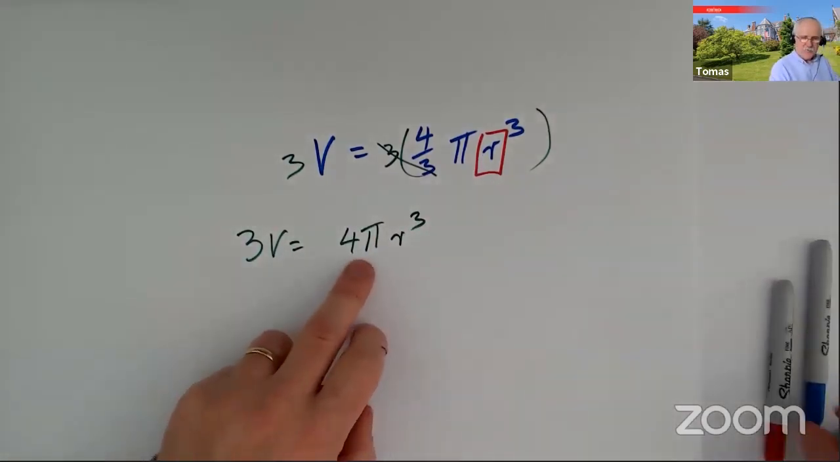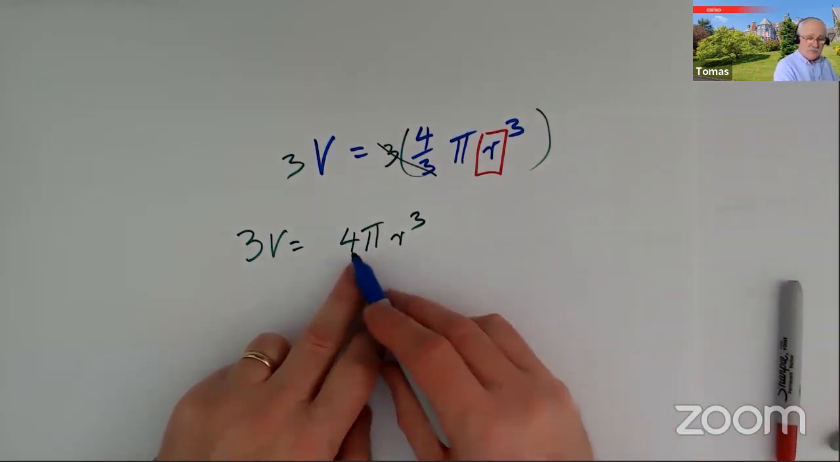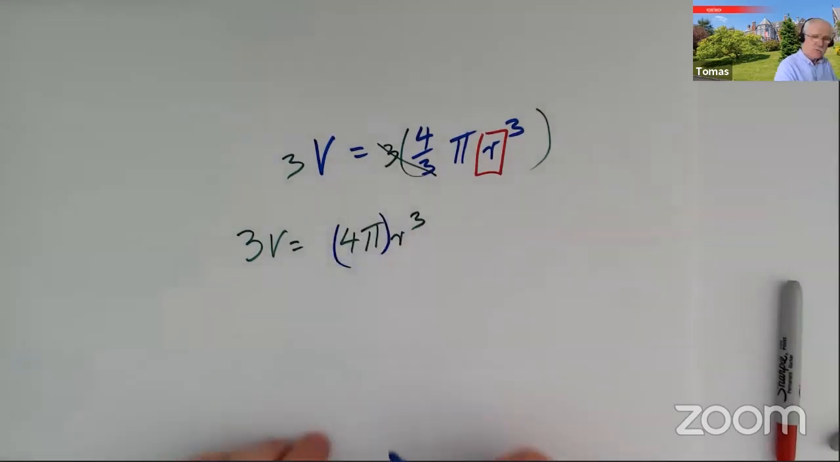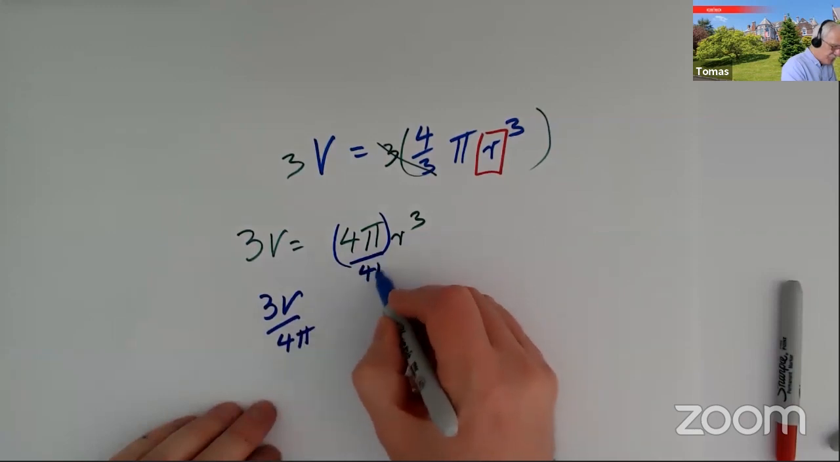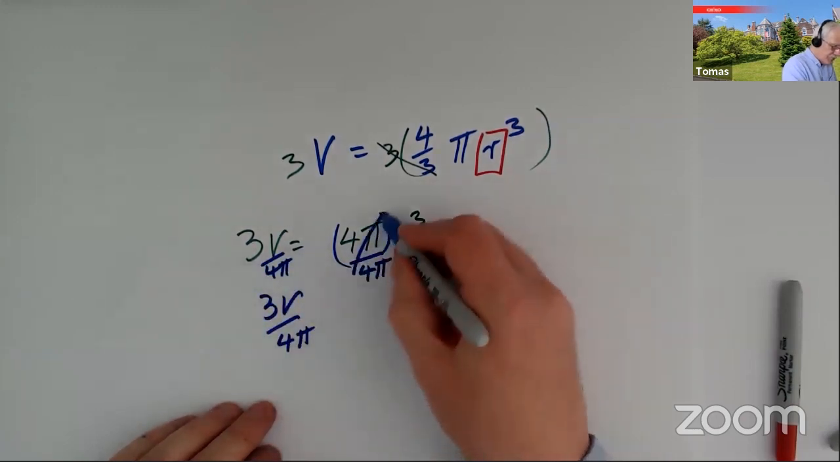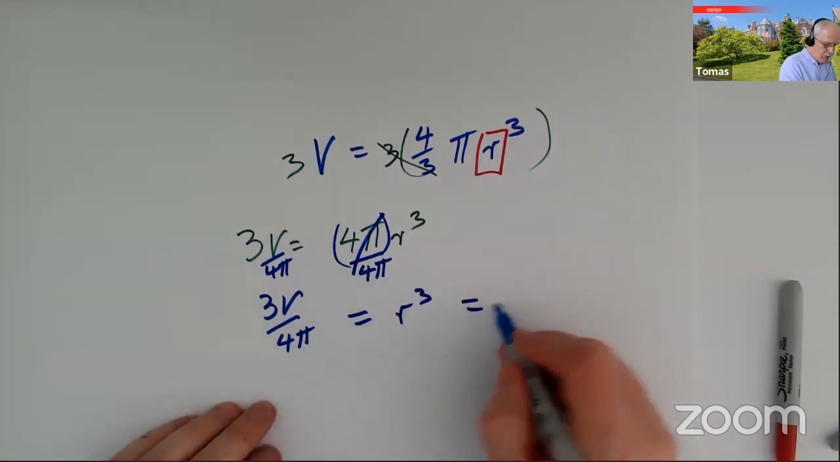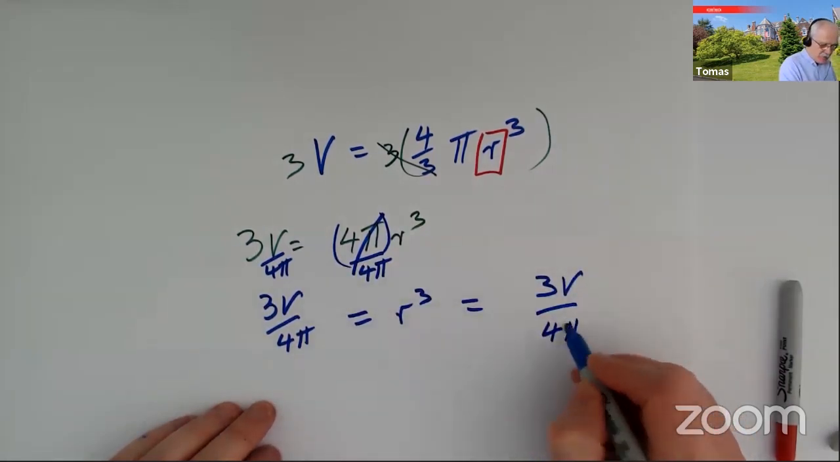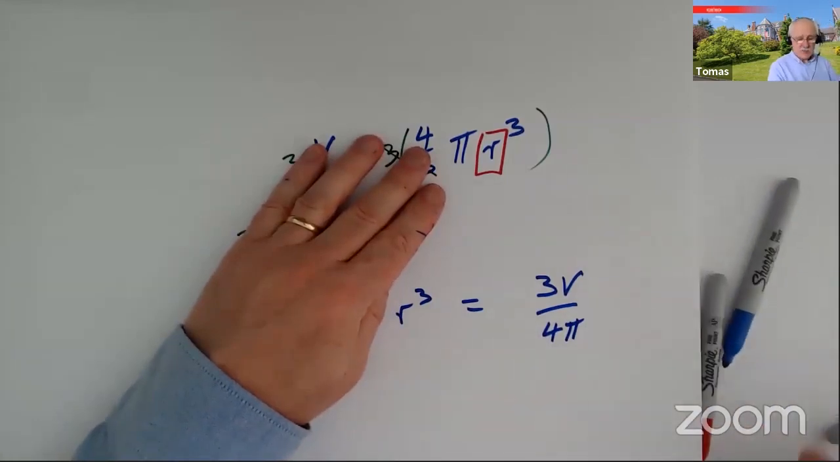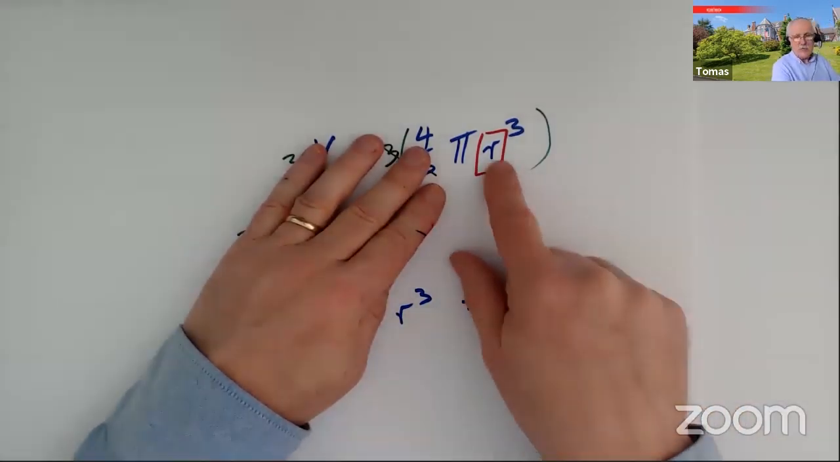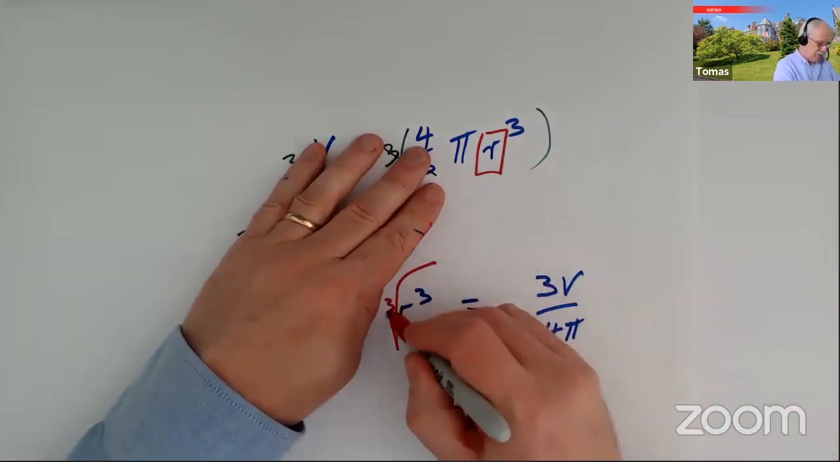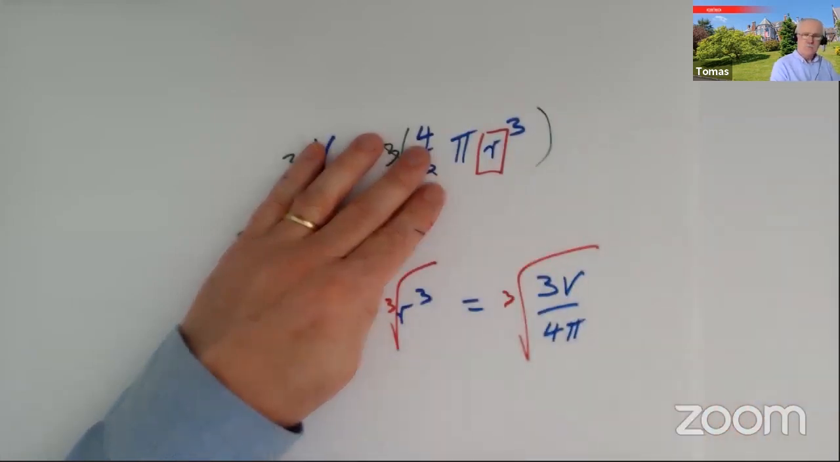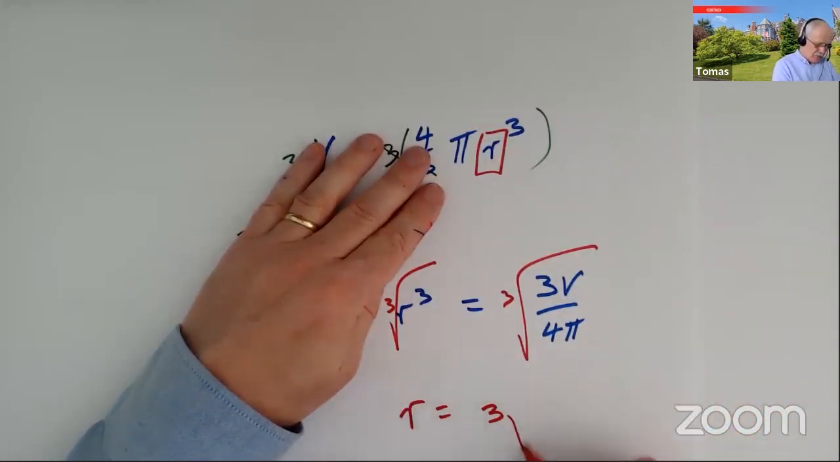I don't like the 4. It's a multiplier. In fact, I don't like the 4 pi. That's just a multiplier. So I'm going to go 3v over 4 pi is equal to r cubed, or r cubed is equal to 3v over 4 pi. That's looking a lot neater, but I'm really only interested in r. How do I get rid of a cube? I take the cube root. And now I get r is equal to the cube root of 3v over 4 pi.